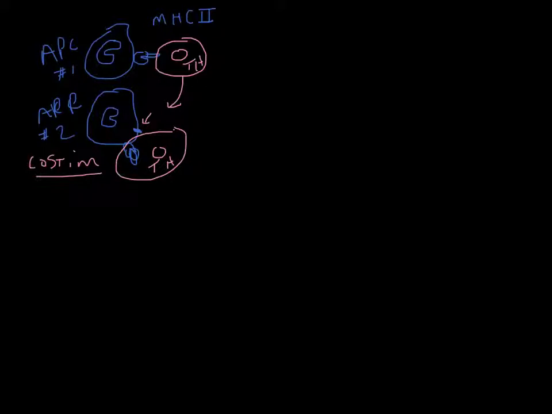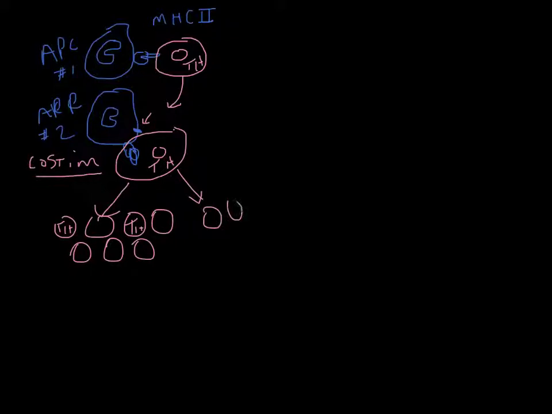Okay, now we're in business, because once a helper T is co-stimulated, it is considered activated, and that will give us multiple, this is the selective cloning process that we talked about. So multiple helper T cells, these are all T helpers. And it's also going to give us a number of, as we talked about in class, T memory cells.